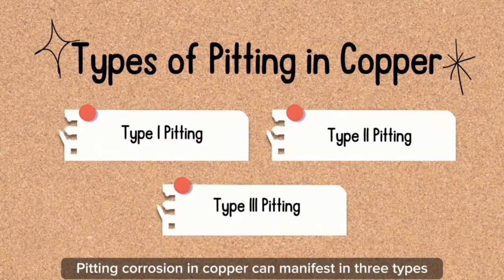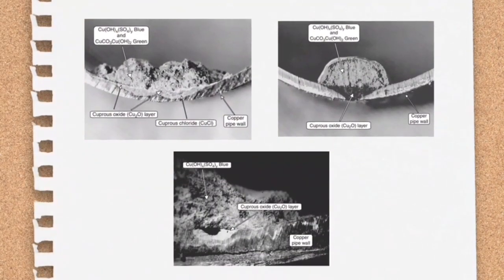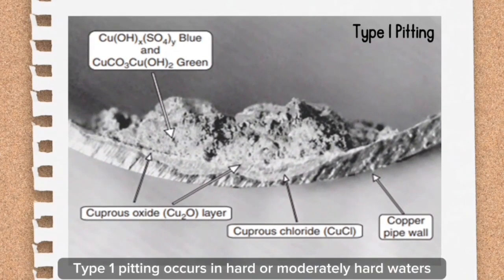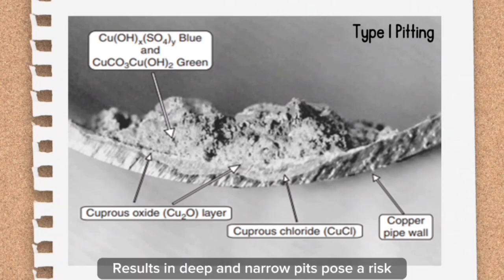Pitting corrosion in copper can manifest in 3 types based on water conditions. Type 1 pitting occurs in hard or moderately hard waters with a pH between 7 and 7.8, especially in cold water. It results in deep and narrow pits that pose a risk of pipe failure.